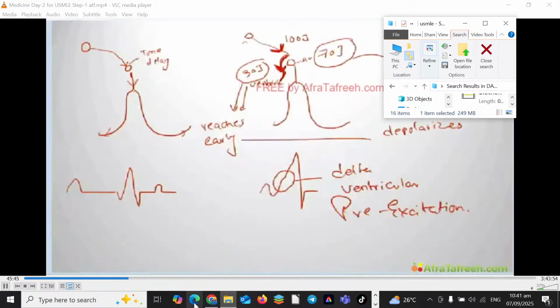So this fiber is entering the ventricle, which is a slow conductor. Is it clear now?